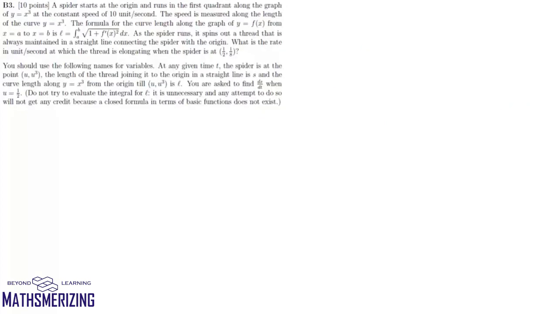Now in question B3 it says, a spider starts at origin and runs in the first quadrant along the graph y equals x cube. So we have this graph, which is y equals x cube. Now it says at a constant speed of 10 unit per second. So actually what we're given is dl by dt, where L is length of the curve. So dl by dt is 10 unit per second. Now the formula for curve length along the graph is given as L from A to B under root 1 plus f dash x square into dx.